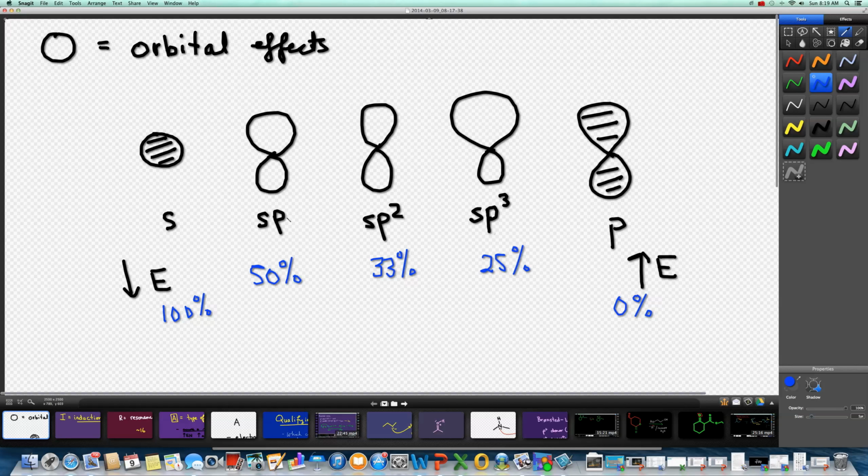Take the number of S orbitals and divide by the total number of orbitals you have. 1 divided by 1 is 1, which is 100%. 1 divided by 2 is 1/2, which is 50%. 1 divided by 3 is 33%. 1 divided by 4 is 25%. 0 divided by 1 is 0%. The more S character the orbital has that is going to accommodate the negative charge, the more acidic the compound will be.